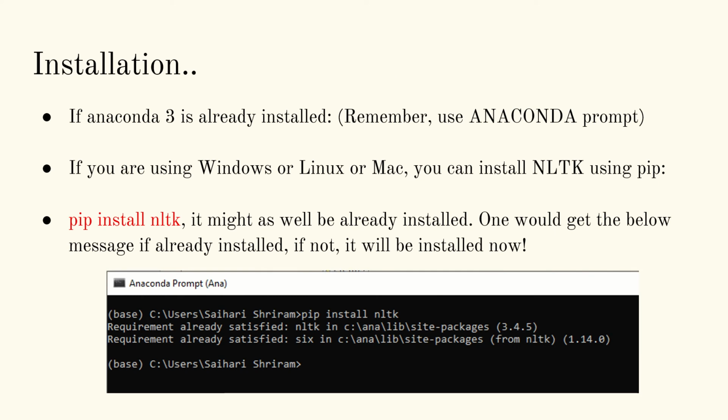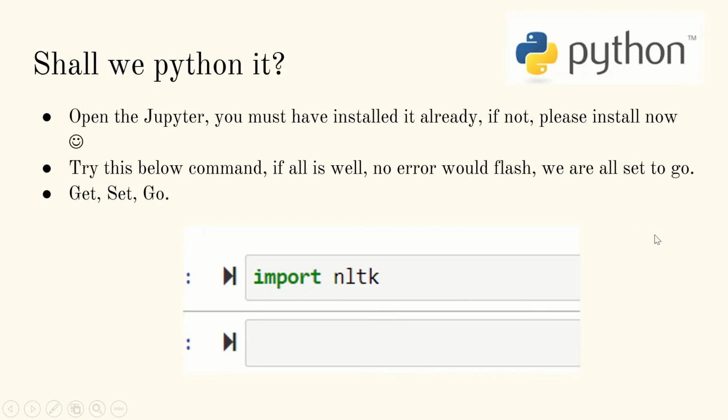Now, let's go with the installation of it. If you have already Anaconda 3 installed, you can make it very easy with a simple command pip install NLTK, and this completes the process. If you have already got it installed, you will get a message as requirement already satisfied. If not, the installation will start then and it will be completed. It might take few minutes for the completion, but it's really fast. Now, pip install NLTK is the command that you need to remember to get the NLTK installed in your system.